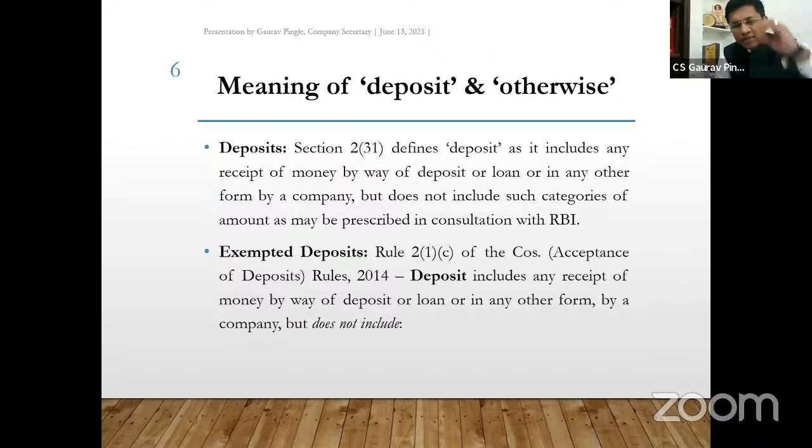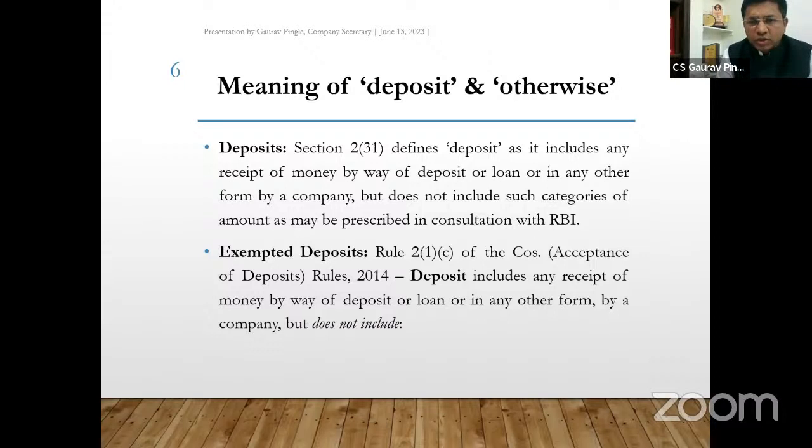If you see both the definitions, the definition of deposit is an inclusive definition. Secondly, it includes any money taken as a deposit by a company. Thirdly, it also includes any money taken in the form of a loan by the company. So practically, all loans now fall under the definition of deposit. But obviously, because of the exemption, they fall under the exempted deposits. That is, they are included and then excluded as well.